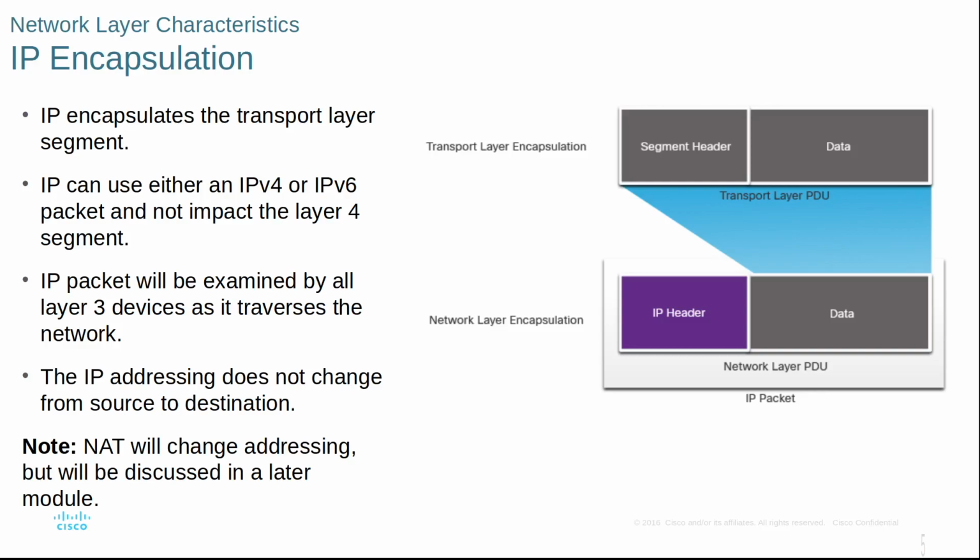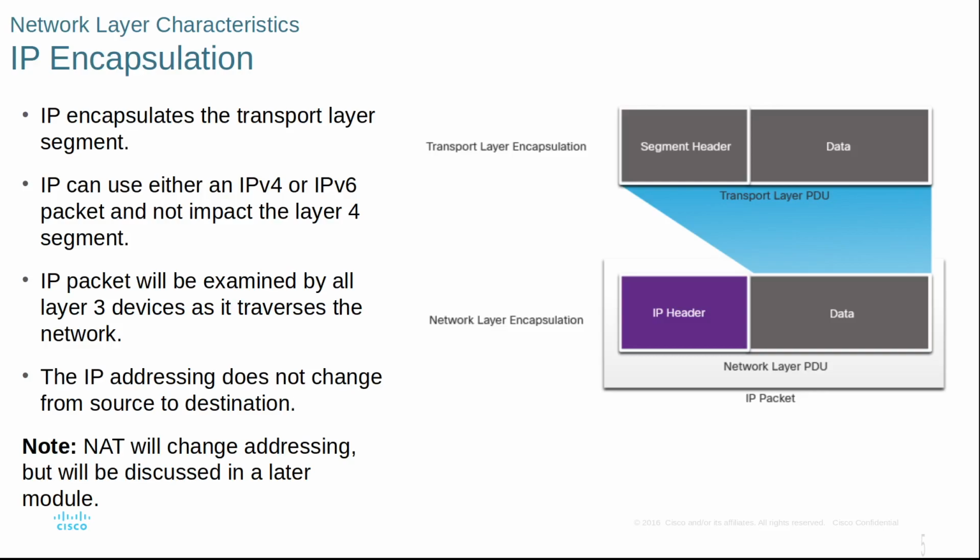So when we come down from the transport layer, right? IP encapsulates that segment into a packet. Now this could be an IPv4 or IPv6 packet. Doesn't have any effect on the layer 4 segments, and this gets passed down to layer 2, which we looked at extensively last week. At layer 2 we're dealing with frames, right?